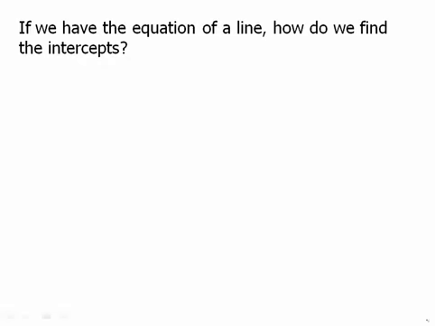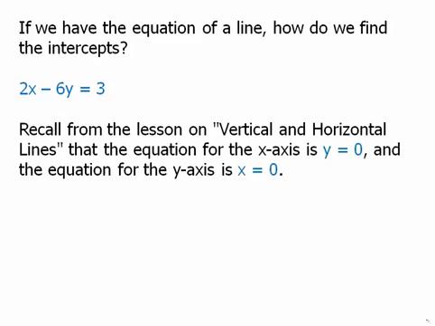If we have the equation of a line, how do we find the intercepts? Here's an equation, for example. Suppose we're given this equation and we need to find the x and/or the y-intercept. Recall from the lessons on vertical and horizontal lines that the equation for the x-axis is y equals 0, and the equation for the y-axis is x equals 0. So in other words, any point on the x-axis has a y-coordinate of 0, and any point on the y-axis has an x-coordinate of 0. That's a very deep idea.